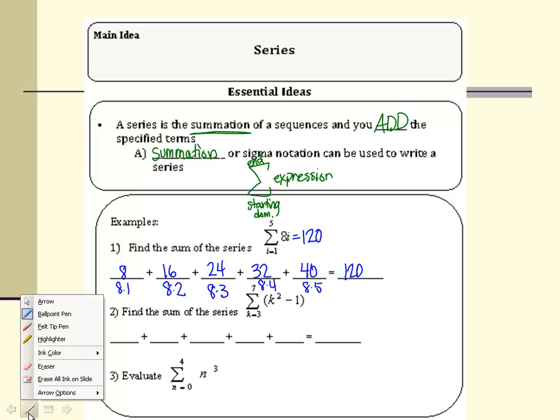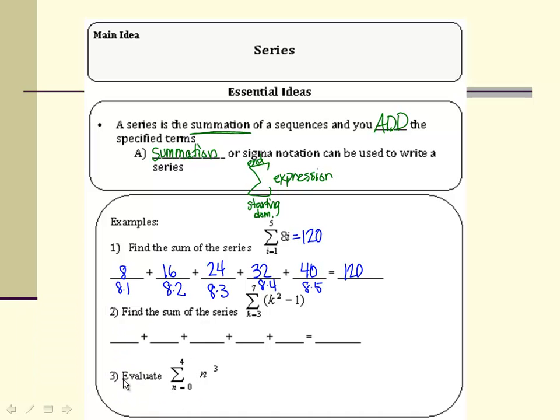For the next one, find the sum of the series. We want the summation from k equals 3 to 7 of k squared minus 1. We're going to start with k being 3. So this is 3 squared minus 1, which is 8. This is 4 squared minus 1, which is 15. This one's 5 squared minus 1, which is 24. This next one is 6 squared minus 1, which is 35. And this last is 7 squared minus 1, which is 48. To find the summation, we add them all together, and you get 130.